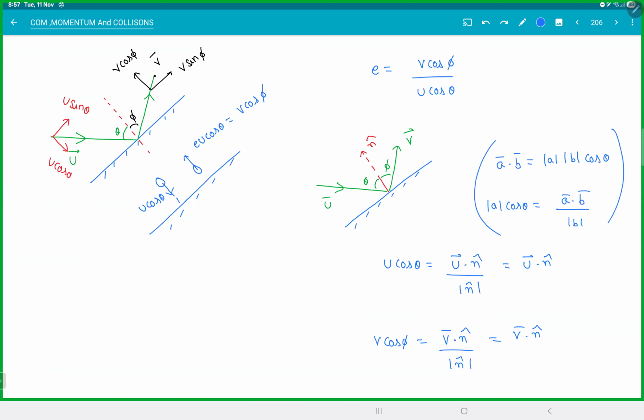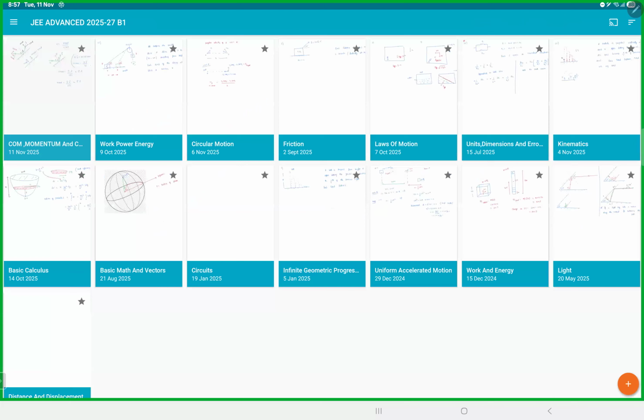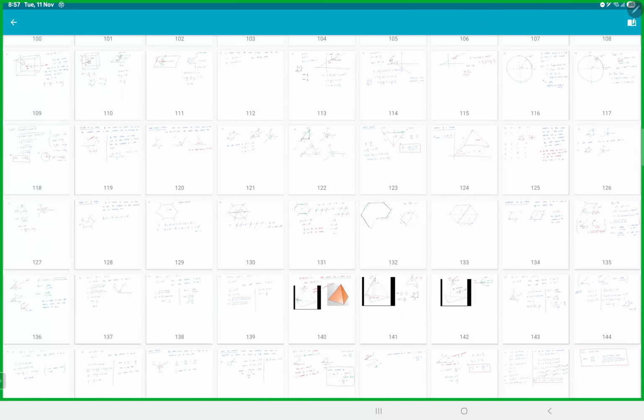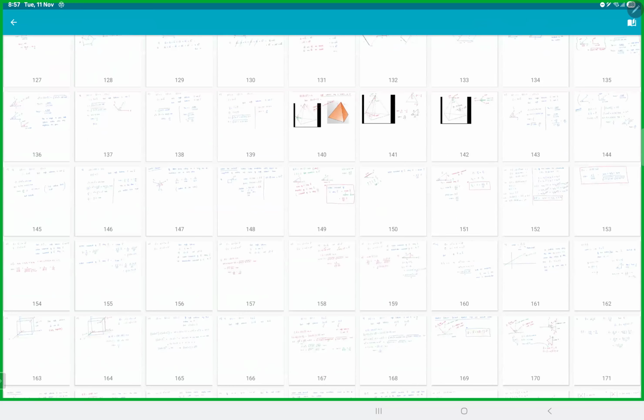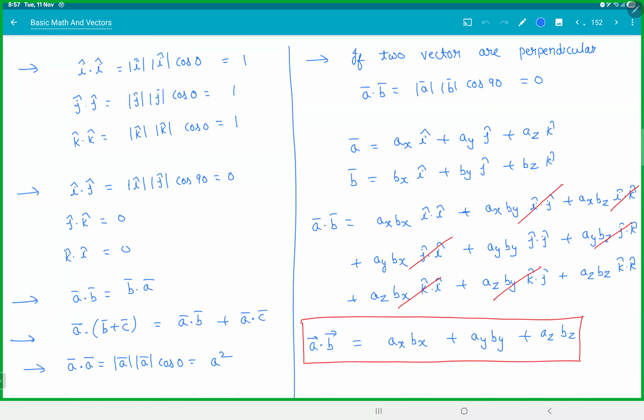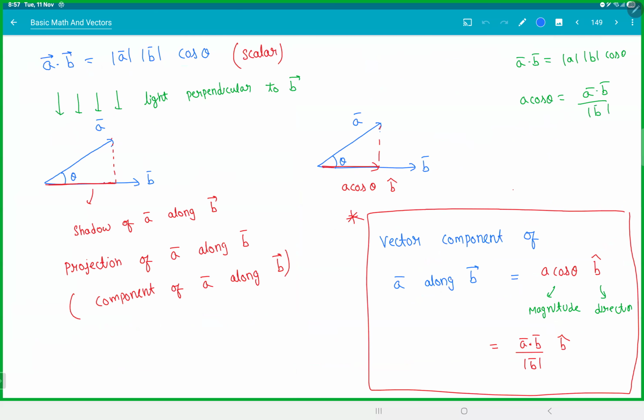How do you find the component of one vector in another vector? In case you forgot, you should go back to vectors and check it out. We have done this in dot product. You have not used this till now anywhere, but now we are using it. If you remember, we have done these questions. This is the vector component of one along another vector, the projections. Page 149.